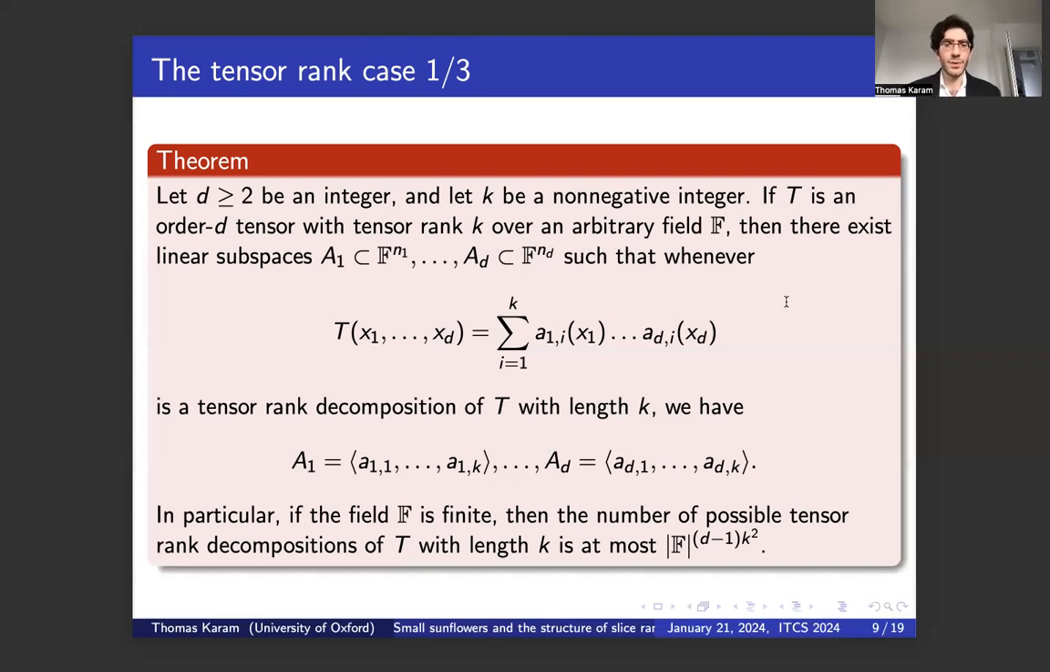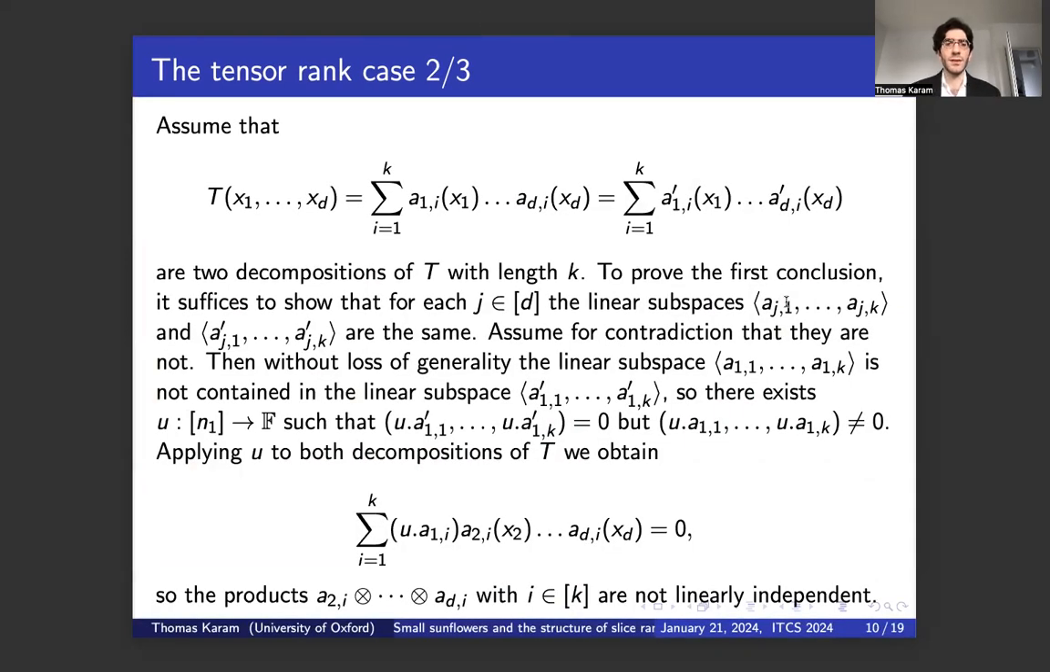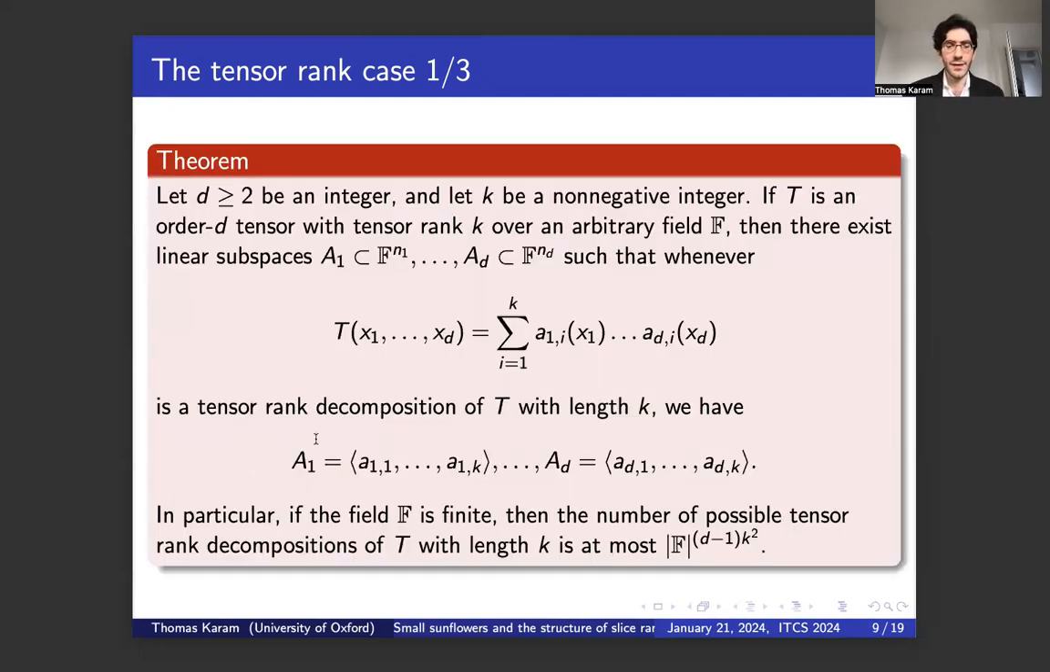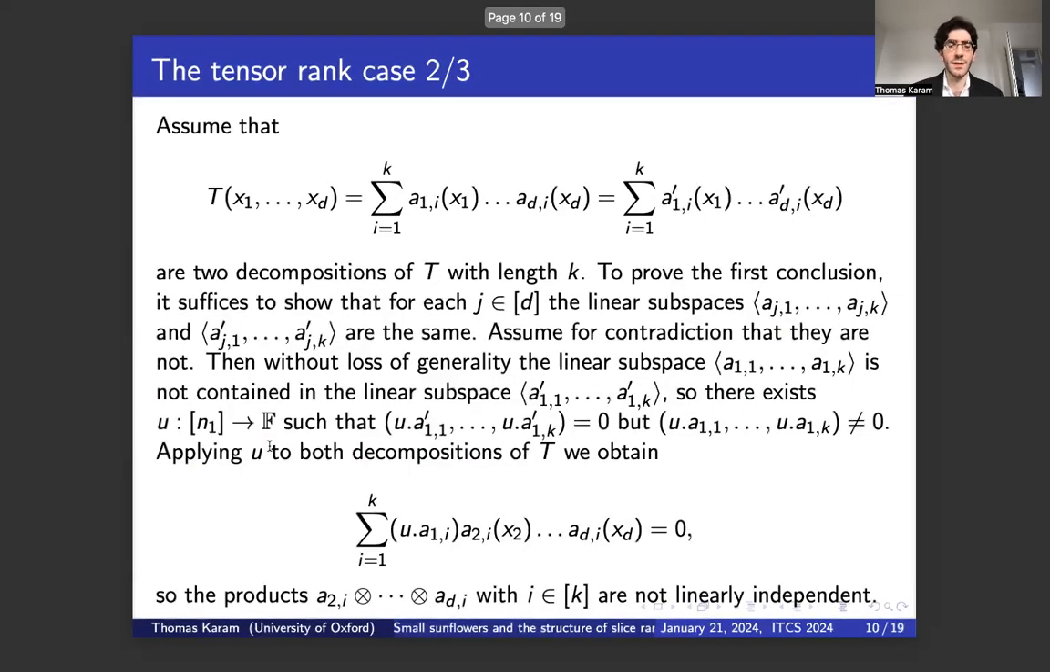Now, right, so how would one go about proving this result? So suppose that the tensor T has tensor rank k, and we write two minimal length decompositions with length k, as I have done at the top. As I wrote on the slide, to prove the first conclusion, meaning that we have this spanning, where A1 is the linear subspace spanned by a11 up to a1k, and similarly for the other ones, it suffices to show that for every choice j of coordinate, the linear subspace spanned by aj1 up to ajk and the linear subspace spanned by aj1 dash up to ajk dash are the same.